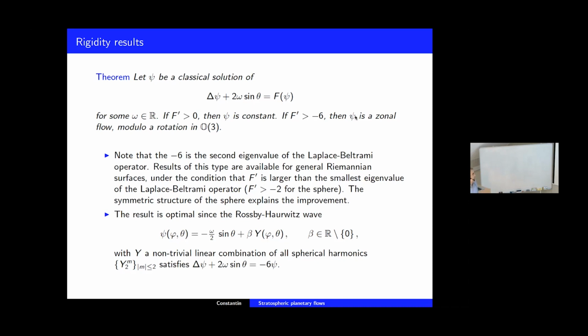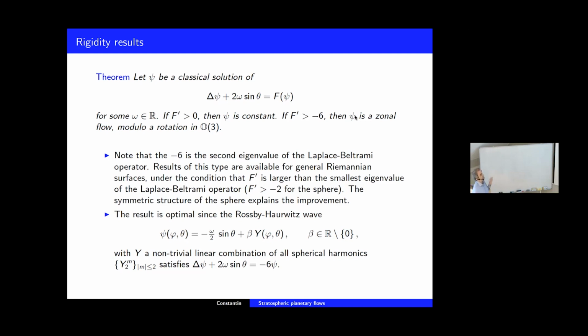One result is a rigidity result, telling you that if you have a classical solution of this for some omega, which is the rotation, if you have the freedom to choose f because of the structure of the vorticity equation, if f prime is positive, then the solution has to be constant. The surprising thing is, if f prime is bigger than -6, then it's a zonal flow modulo rotation.